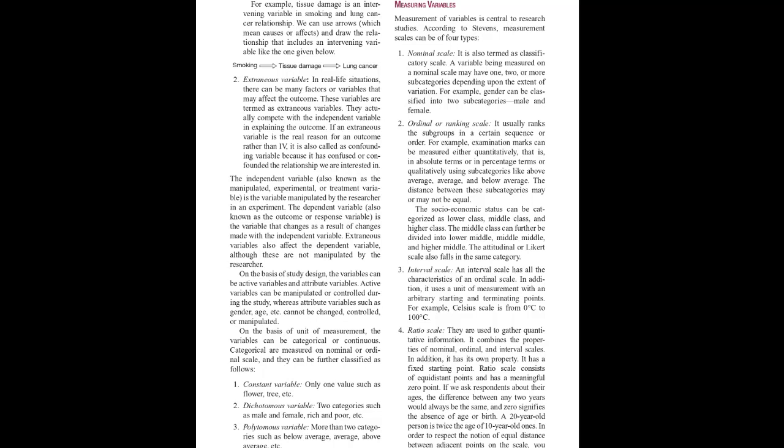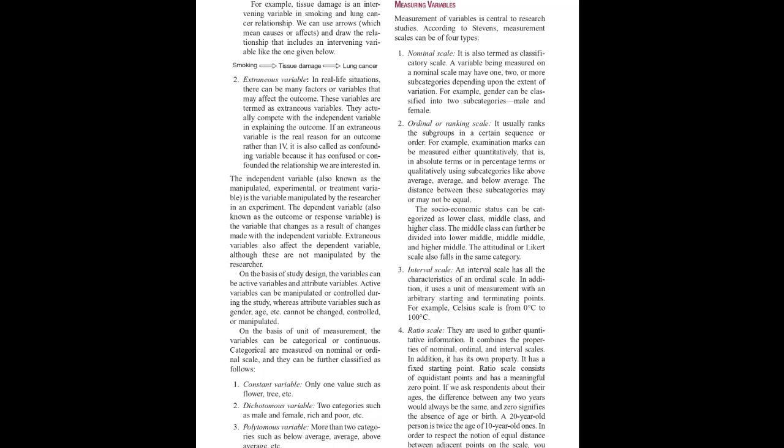The independent variable, also known as the manipulated, experimental, or treatment variable, is the variable manipulated by the researcher in an experiment. The dependent variable, also known as the outcome or response variable, is the variable that changes as a result of changes made with the independent variable. Extraneous variables also affect the dependent variable, although these are not manipulated by the researcher.